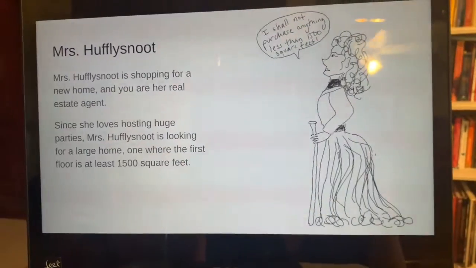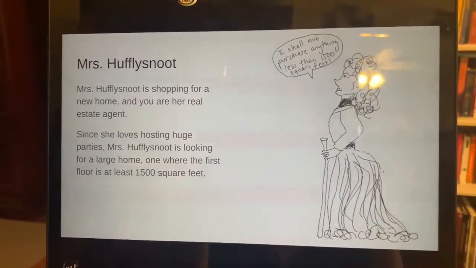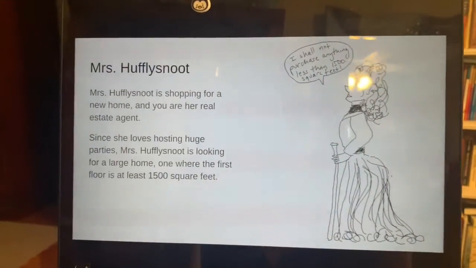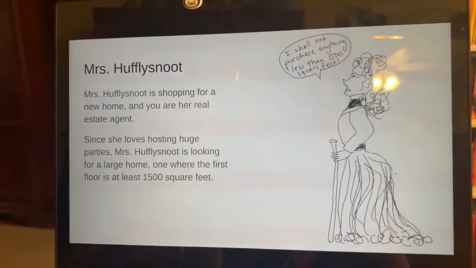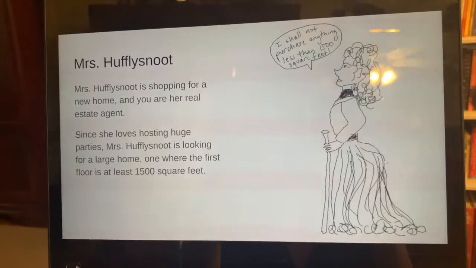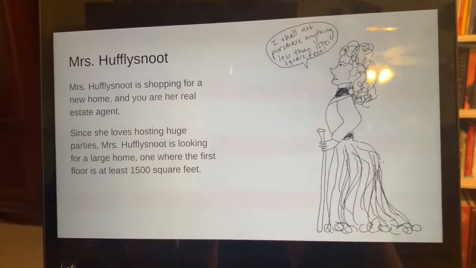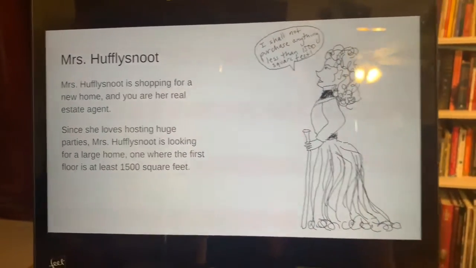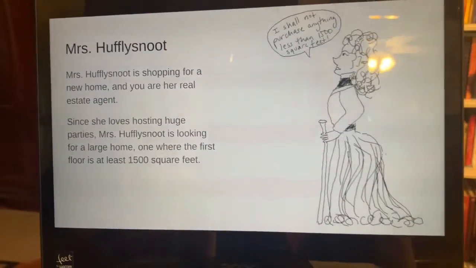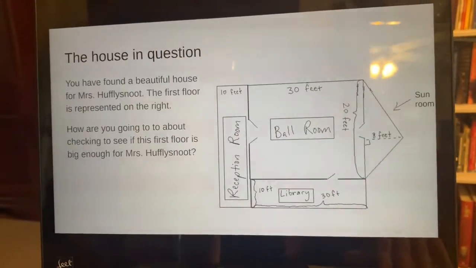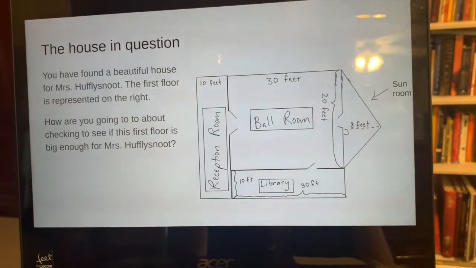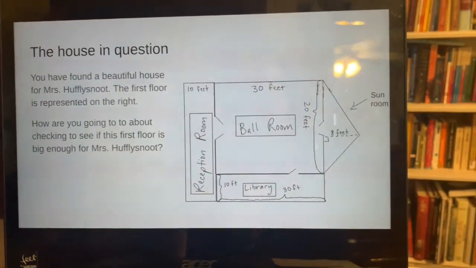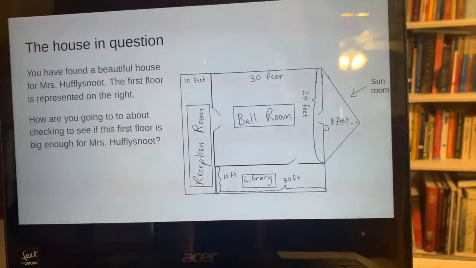All right, really quickly, I'm just gonna share a little story to explain what I'm talking about. So I'm gonna have to switch around my screen. So say there's this very stuck-up woman. Her name's Mrs. Huffleysnoot, and she's shopping for a new home, and you are her real estate agent. She swears that she will not purchase anything that has less than 1,500 square feet in its ground floor, its first floor. She loves hosting huge parties. She doesn't want her guests to feel cramped. So you find this house to show Miss Huffleysnoot, and you want to ensure that it meets her high standards.